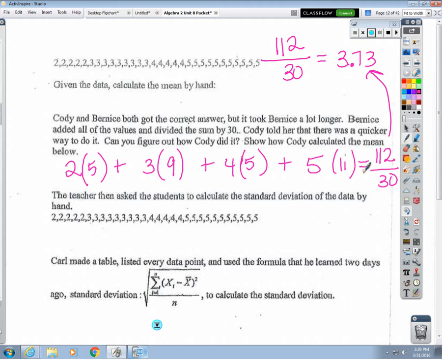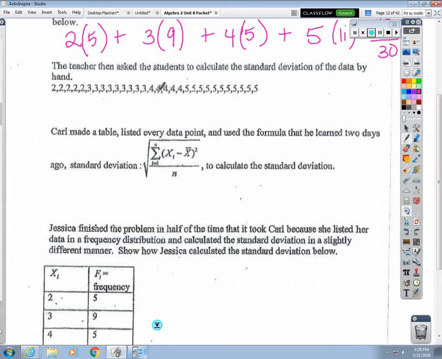Because we're taking the mean, and so you have to divide by the number of terms. There's 30 numbers in that data set. Okay, the teacher then asked the students to calculate the standard deviation of the data by hand. So, remember, step 1 for calculating the standard deviation, didn't we have to subtract the mean, which we just found to be that, from each of the numbers?